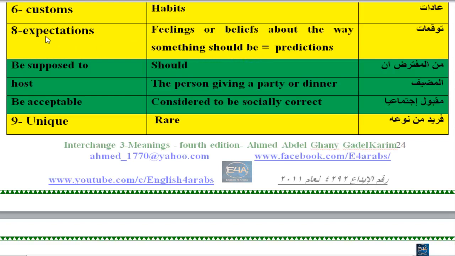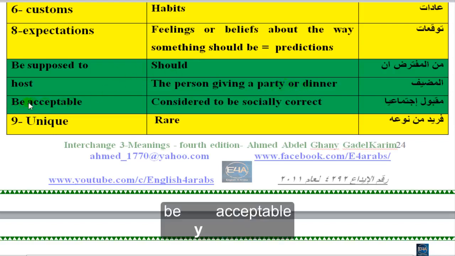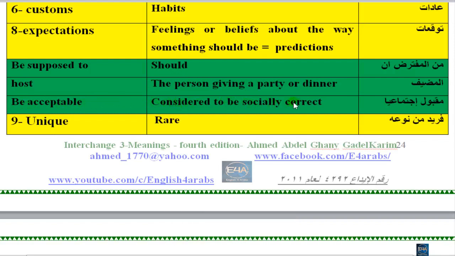Predictions. So expectations, predictions. Be supposed to, should. Host. The person giving a party or dinner. A party. British party. Or dinner. Be acceptable. Considered to be socially correct.